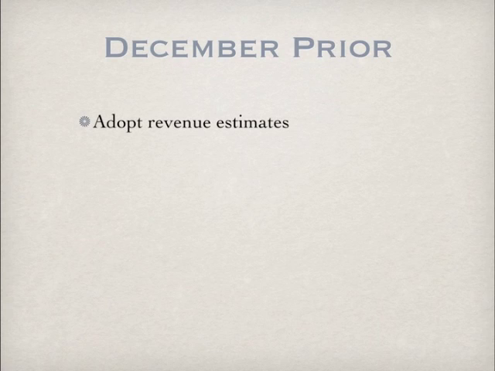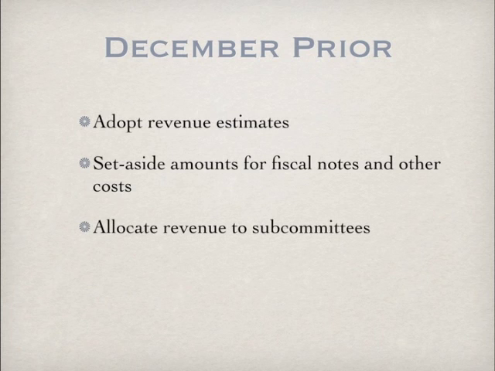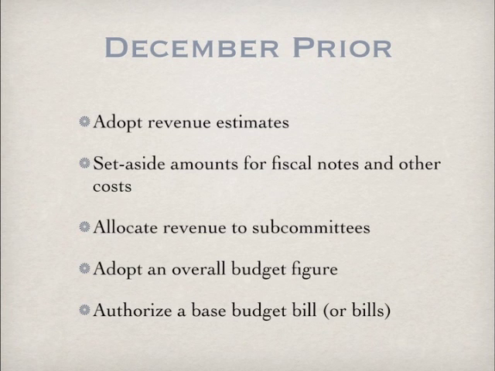EAC meets each December to adopt revenue estimates, set aside amounts for fiscal notes and other costs, allocate revenue to appropriations subcommittees, adopt an overall budget figure, and authorize a base budget bill or base budget bills for the following general session.